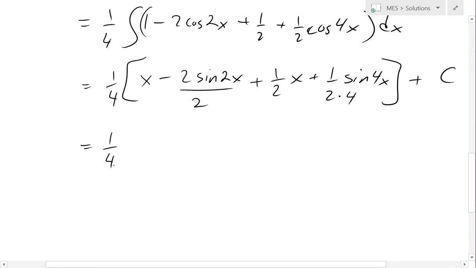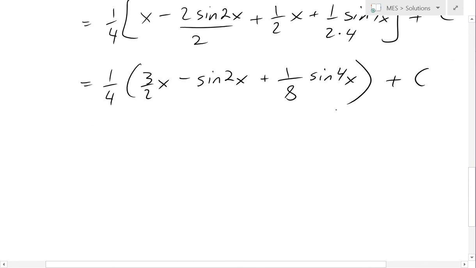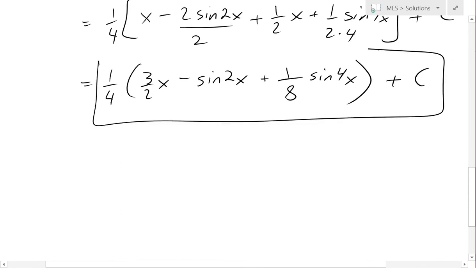So now we have 1/4, and we can add these like terms: 1/2 plus 1 is going to be 3/2 of x, minus, canceling the 2, sine 2x, plus 1/8 of sine 4x, and plus a constant. You can multiply the 1/4 in, or I'll just leave it out as it actually looks a bit simpler without multiplying it inside. And that is our answer.